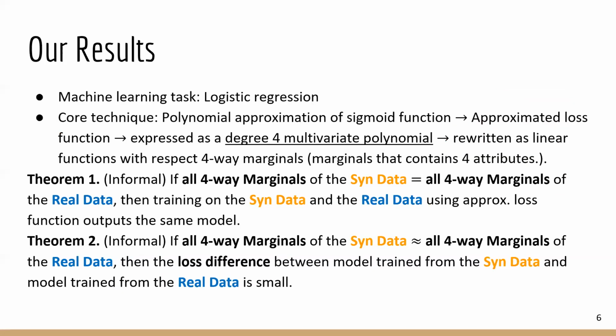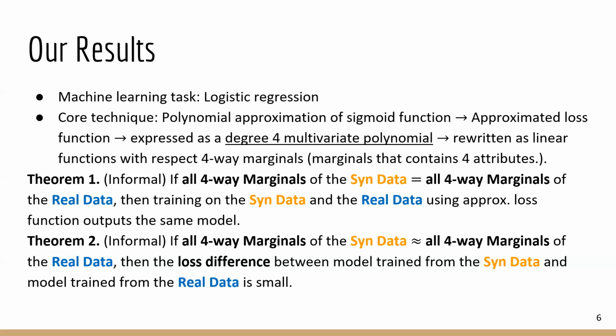Okay. So here is an overview of our results. We consider the most iconic machine learning task, logistic regression, and our core technique is polynomial approximation of the sigmoid function, which roughly allows us to use an approximate loss function that can be expressed as a degree four multivariate polynomial, and can be written as a linear function with respect to all the four-way marginals. And by four-way marginals, I mean all the marginals that contain exactly four attributes.